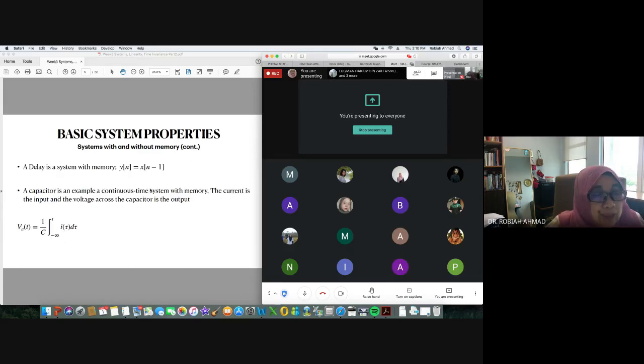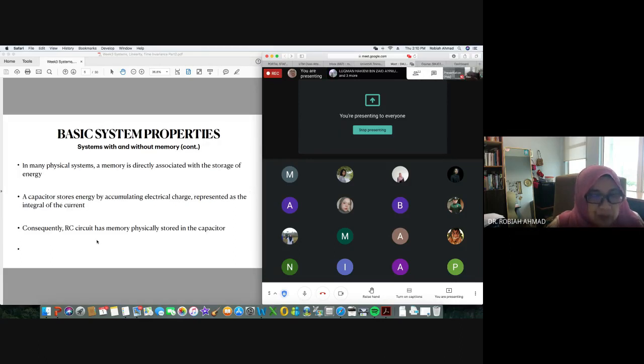Okay, another example, a delay. A delay is a system with memory. Kita belajar pasal delay, advance and so forth. Also an example of a system with memory. So a capacitor, remember we learned about how to draw the waveform of a signal. A capacitor is an example of a continuous time system with memory. The current is the input and the voltage across the capacitor is the output. Dia ada integral. Sini bila dia integral tu dia ada mengambil kira previous time or future time. So dalam case ni adalah previous time.